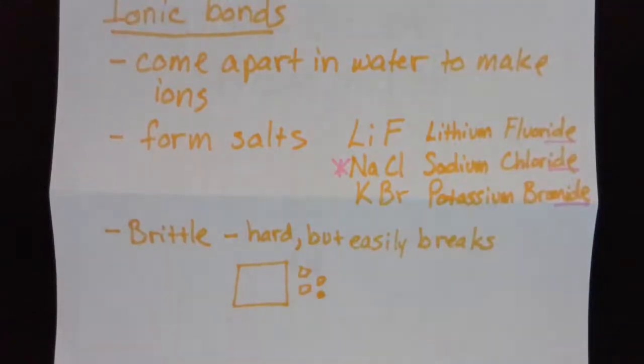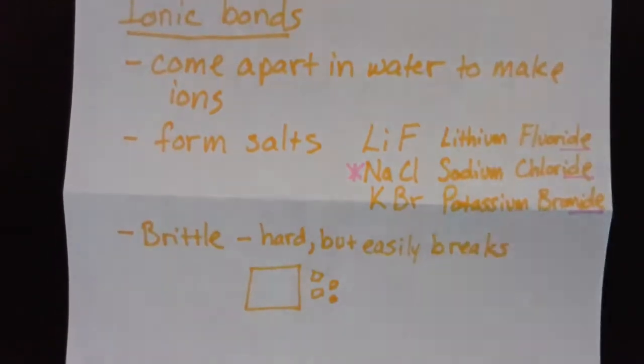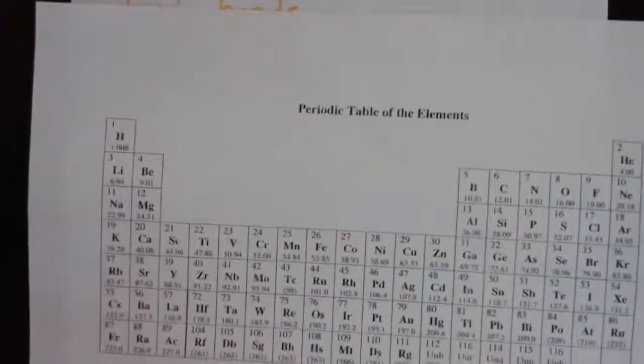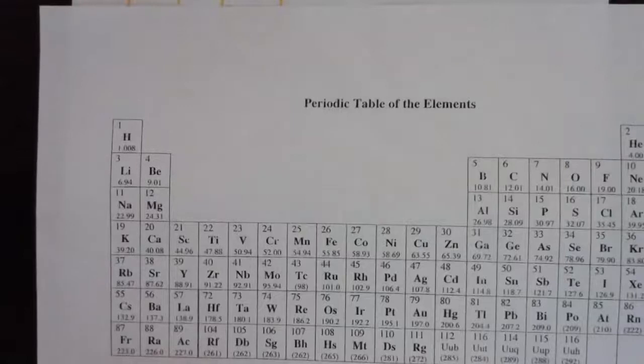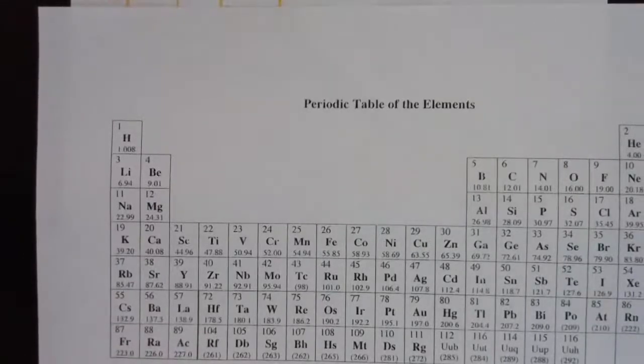And that was one of the most difficult things for Francis and Watson to figure out, the shape of it. It was because of work that Rosalind Franklin did that discovered that it was in a spiral, and that solved all the problems. Okay, so we're going to look at the periodic table, and this will help you to predict how the atoms are going to bond together.